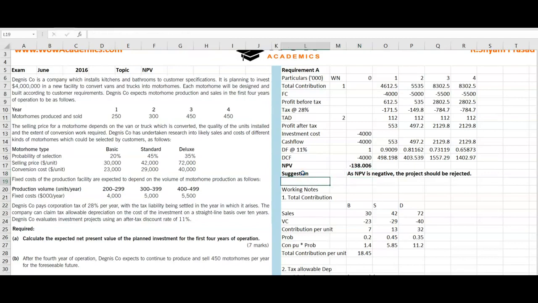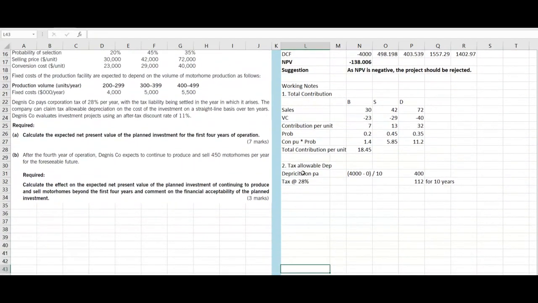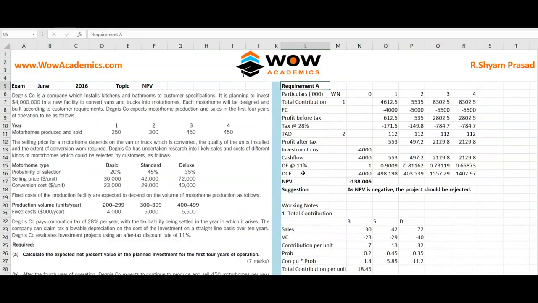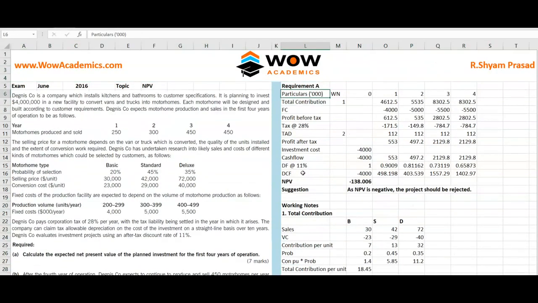So we have our working notes here. Okay, so our table is very clean. We are also having the working notes here, which is also cleanly kept, and it's understandable. We also done the tax allowable depreciation part. If you want, you can highlight certain parts. So what we'll do is we'll highlight the headings.